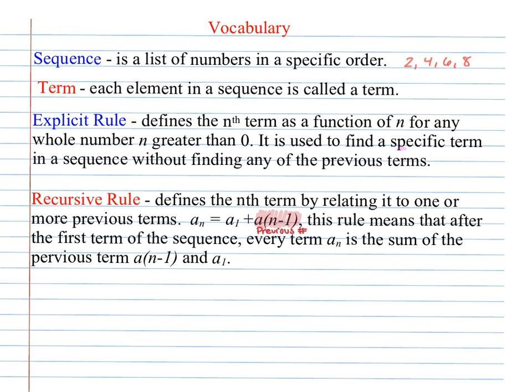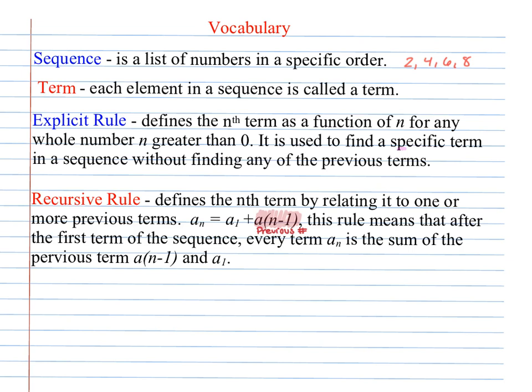When we are doing sequences, we actually have 2 rules. One is the explicit rule and one is the recursive rule. There is an actual formula for the explicit rule, but I'm not going to give it to you until probably either Friday or Monday. Basically, with that formula, you could find a specific number in the sequence. That's it.